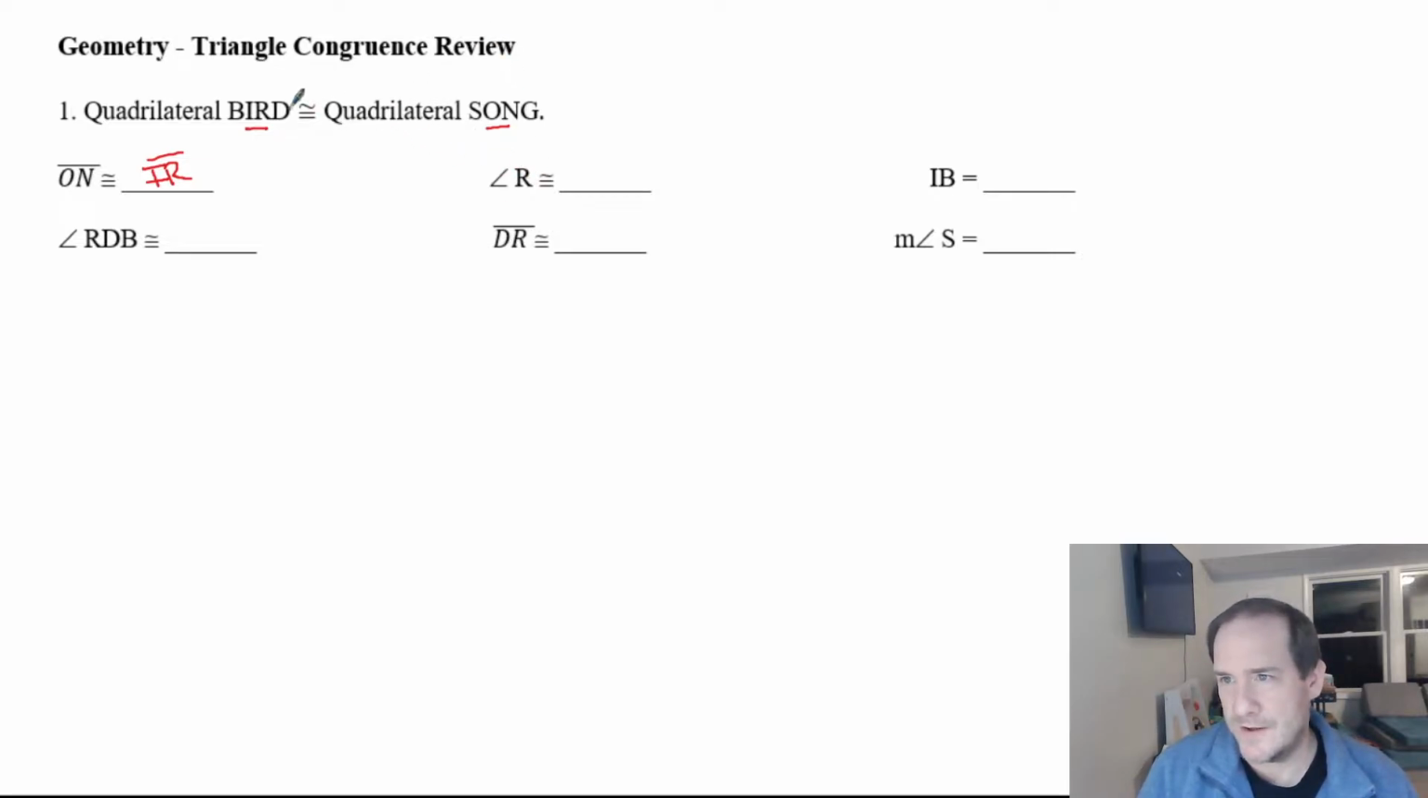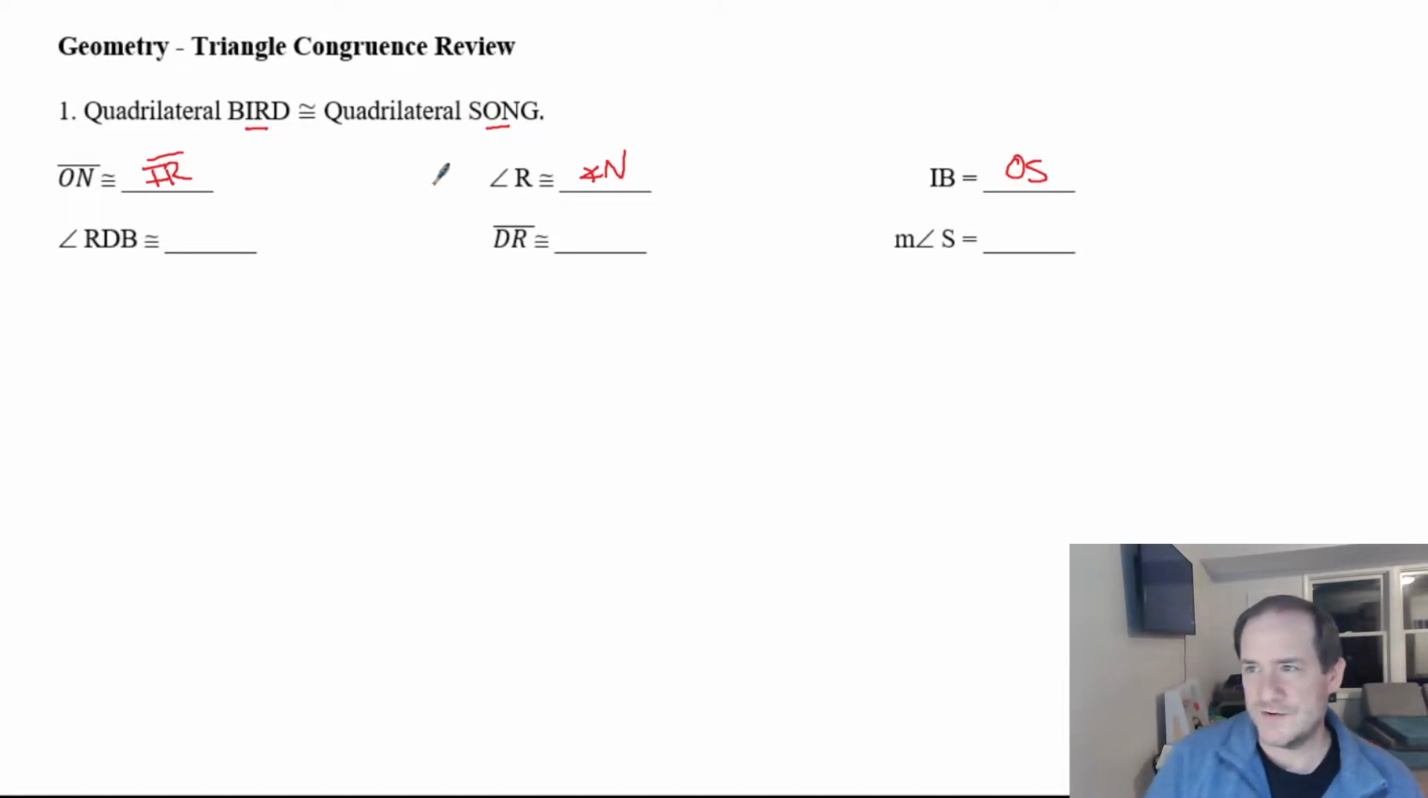So for angle R, that's the third letter, so it must be congruent to angle N because that's the third letter. And IB is what? Second and first, so that must be congruent to OS. Order does matter, so make sure you say OS, nothing else. And then angle RBD or RDB is third, fourth, first. So third, fourth, first is NGS. And DR is fourth and third, so GN.